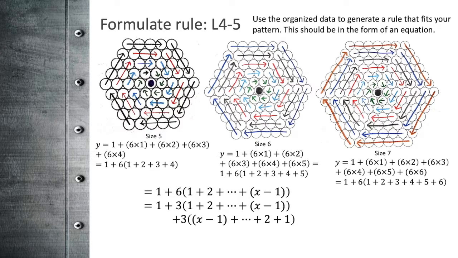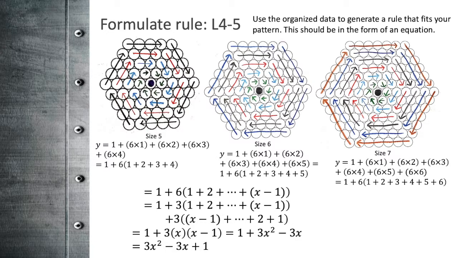But be careful here, we have duplicated this. So there are x minus 1 pairs of x, and we have to multiply that by 3. 3 times x minus 1 plus 1. That would be our pattern. And so our answer would be that in general, we can express y as 3 times x squared minus 3x plus 1. So here we have formulated our rule.